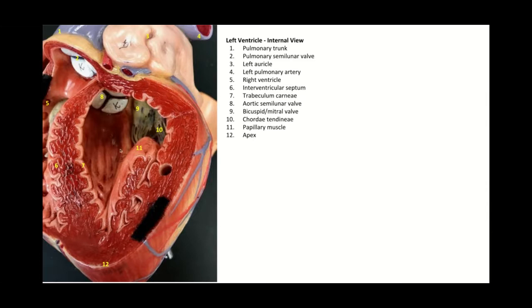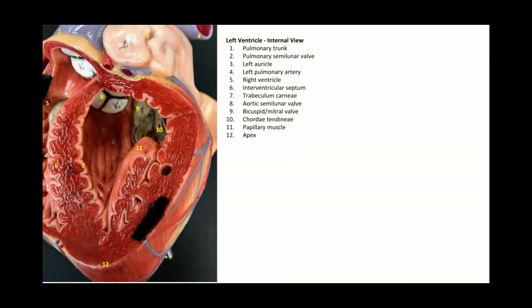In the left ventricle, again, you can see the papillary muscle. You have number 9, which is the bicuspid or mitral valve. The other name of the bicuspid or mitral valve is the left atrioventricular valve. It's located between the left atrium and left ventricle. We have 2 parts, 2 cusps, for the bicuspid valve. Because of that, we have 2 papillary muscles on the left side.